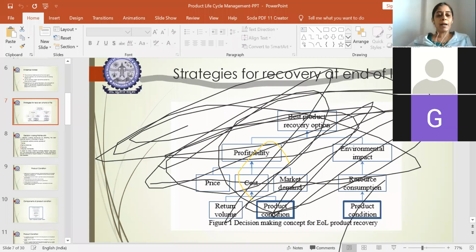Every product will have a starting and an end point. So it will have a growth, it will have a maturity, and it will have a decline phase. Along with that, the initiation and the introduction phase also will be there. So at the decline phase, it will be a condition where the product is going to decline. So it is a stage where the recovery has to happen. So it involves certain strategies.